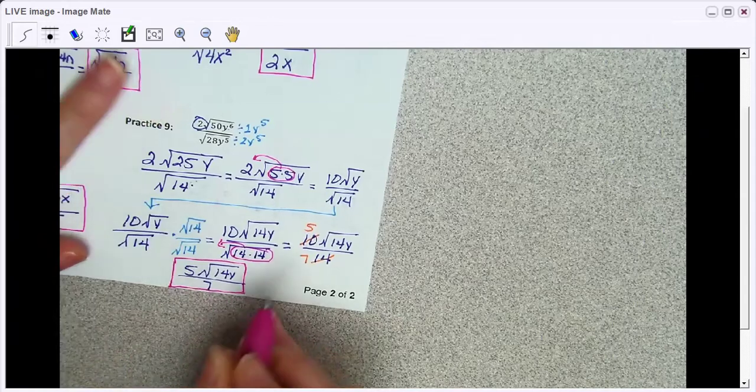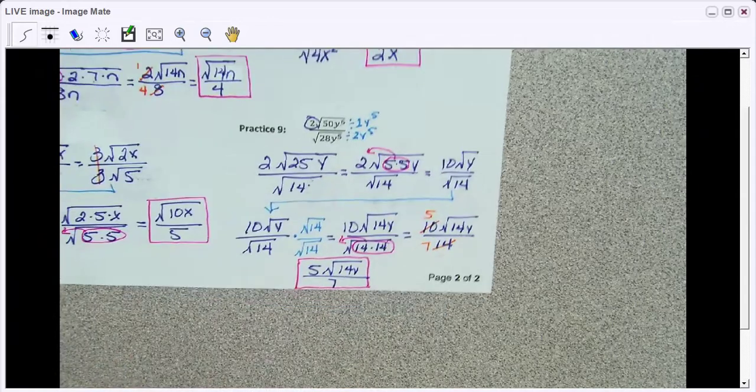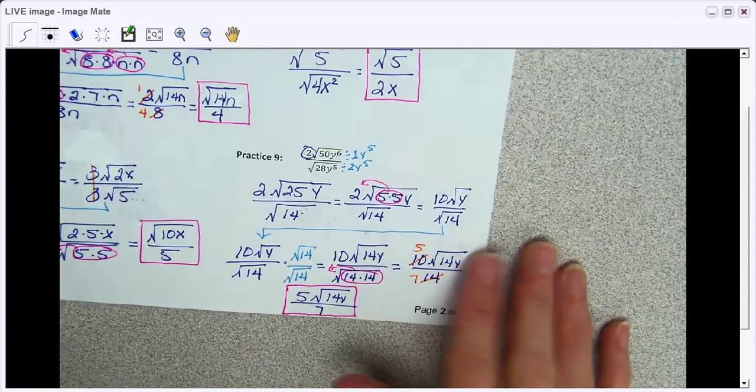Okay. And that concludes lesson 8.6, dividing radical expressions.